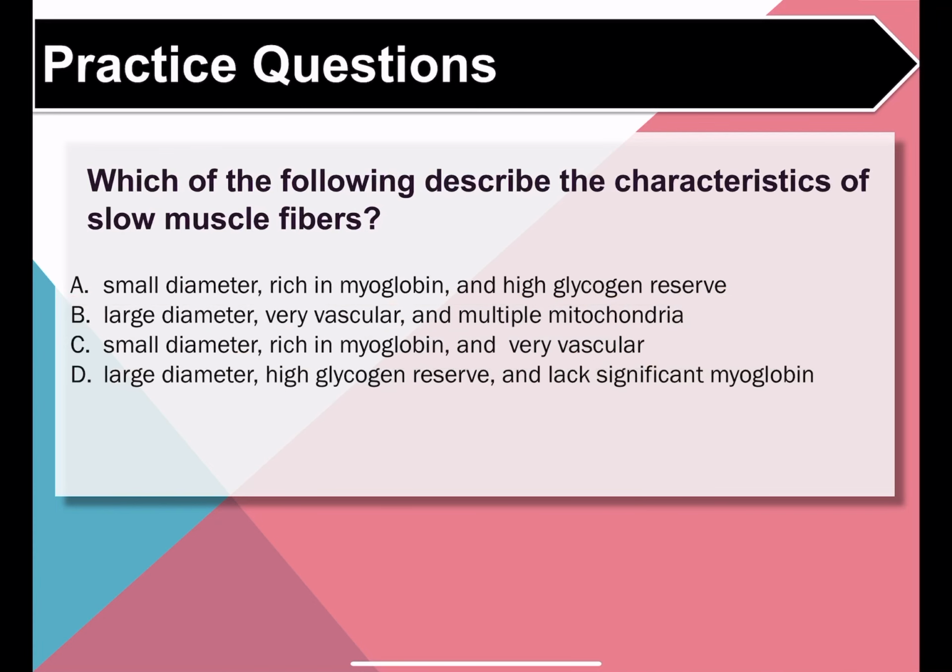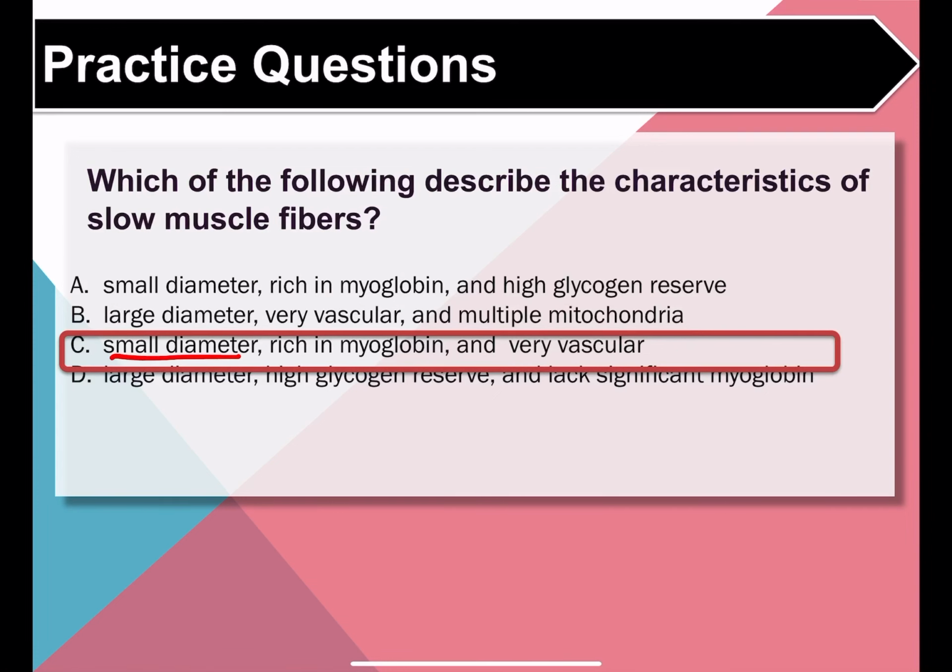Which of the following describe the characteristics of slow muscle fiber? They have smaller diameter, rich in myoglobin. That's why they are more red, dark red, and very vascular for that long-term aerobic respiration.